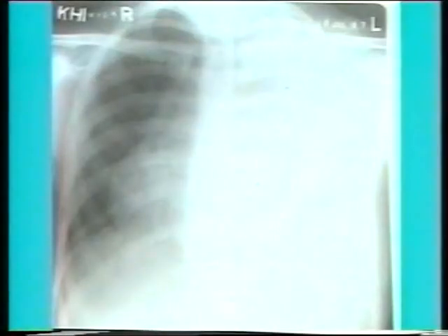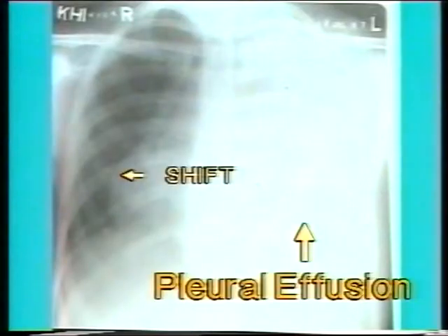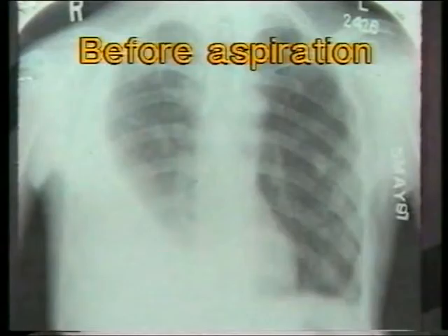This X-ray shows a massive effusion on the left side. The concave upper border is not seen as the fluid is completely filling the left chest. Note the tremendous shift of mediastinum that the fluid has caused, pushing the heart to the right side. This is a typical massive pleural effusion. Now this is a set of two X-rays of a patient of right pleural effusion before and after aspiration. This is a very typical shadow of pleural effusion.